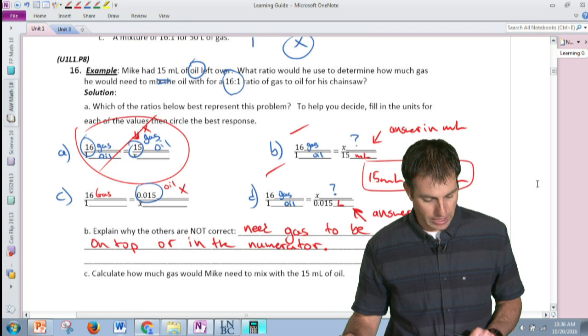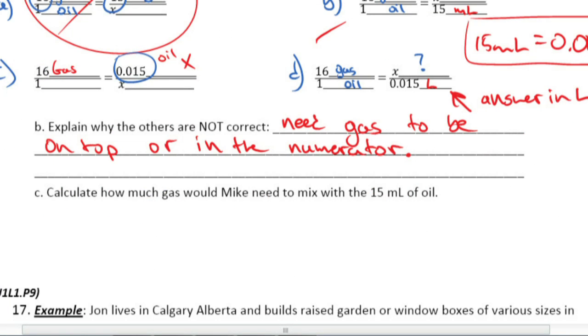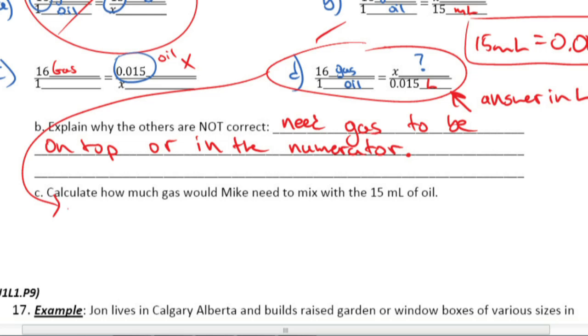Letter C asks, how much gas would Mike need to mix with the 15 milliliters of oil? I'm gonna use D because I have a feeling it won't be that much gas to go, but I like dealing with everything in liters because that's gonna make sense. So I'm just gonna bring down what we did up here. So we had 16 parts of gas to 1 part oil was equal to some amount of gas, I don't know, and then I have 0.015 liters of oil. That works out.